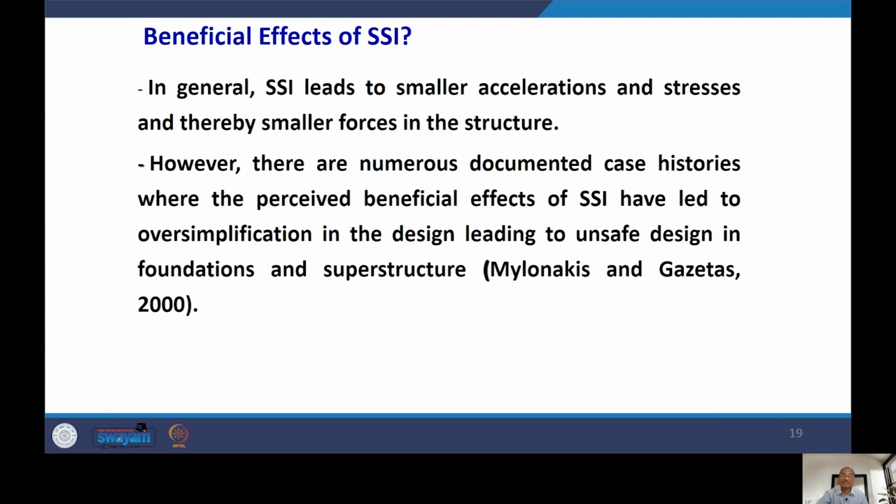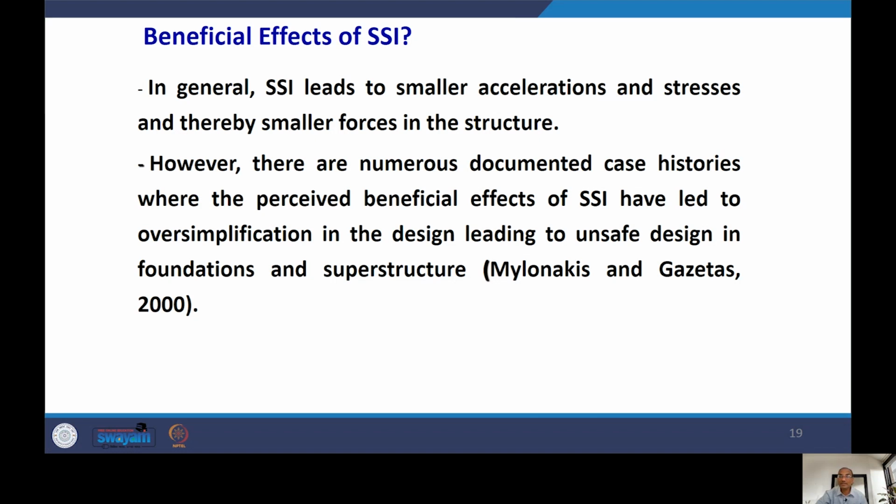However, in general, SSI leads to smaller accelerations and stresses, and thereby smaller forces in the structure. But this sentence is qualified by 'in general'. That means in most of the cases. So it means SSI may lead to smaller acceleration.